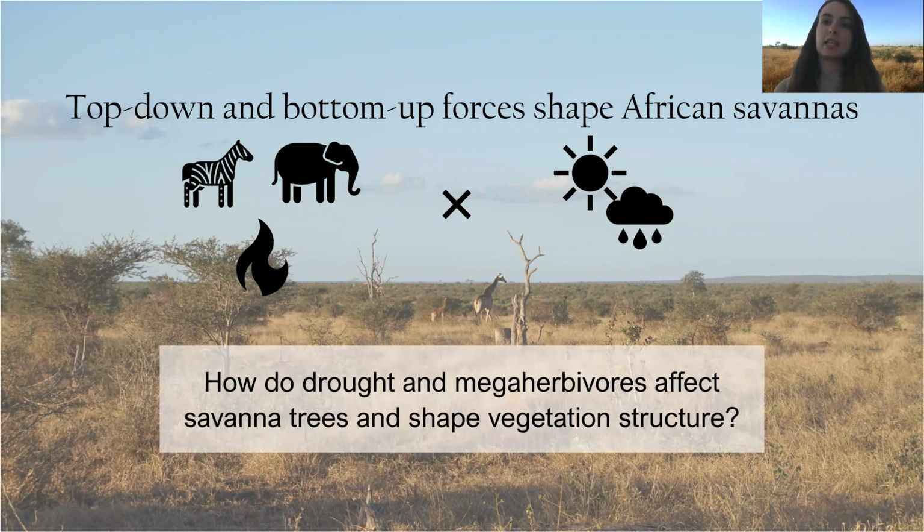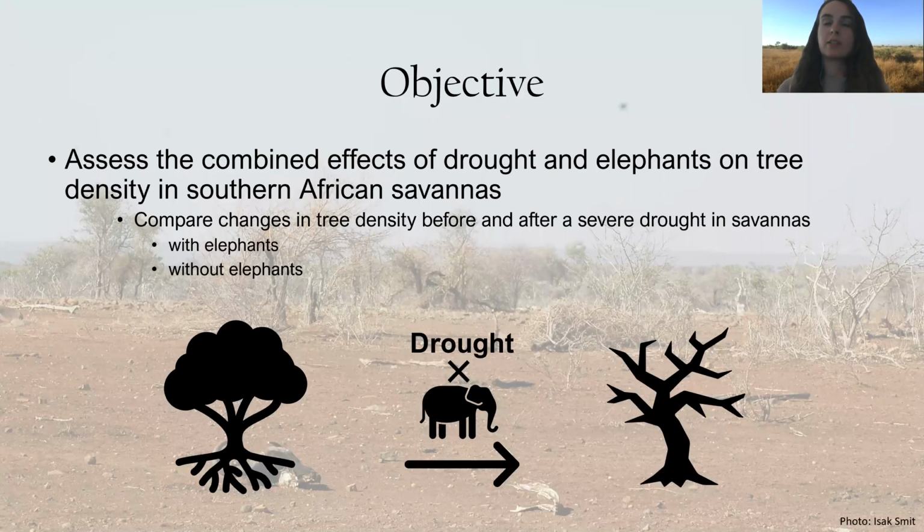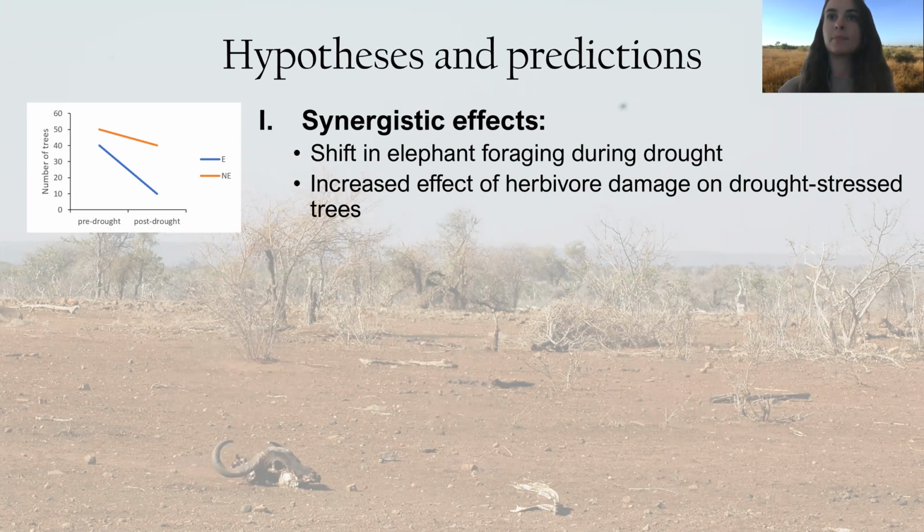Specifically, I'm interested in the interaction between drought and mega-herbivores on large savanna trees and how they shape woody vegetation structure. So the goal of this study was to assess the interaction between drought and mega-herbivores, particularly African elephants, and compare changes in large tree densities before and after a severe drought in a savanna with elephants to a savanna without elephants, with drought and elephants being significant agents of mortality for large trees in savannas.